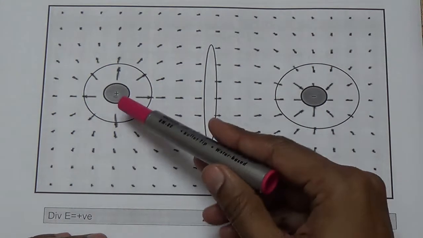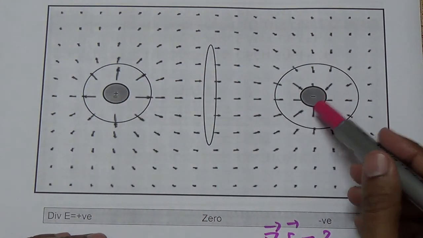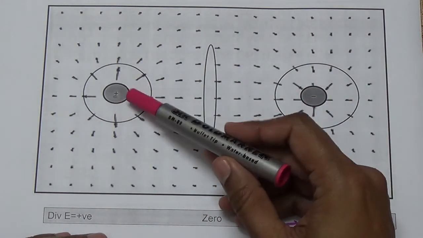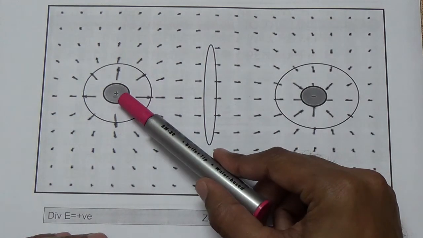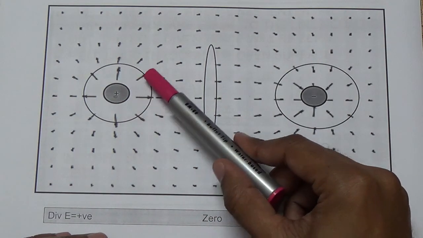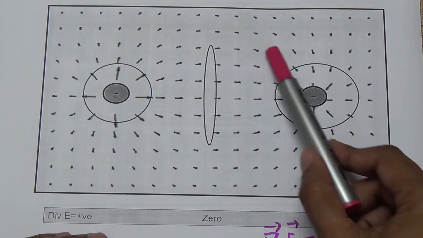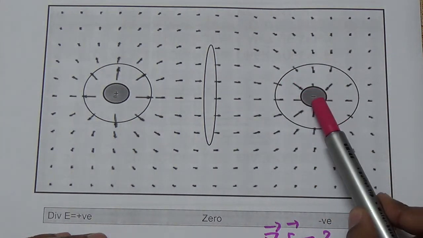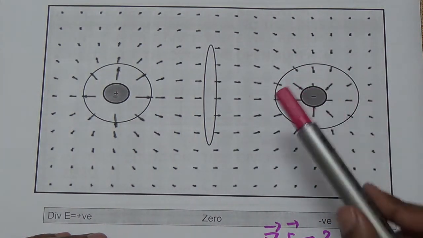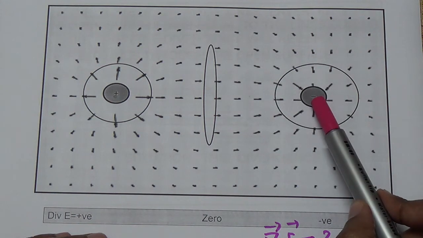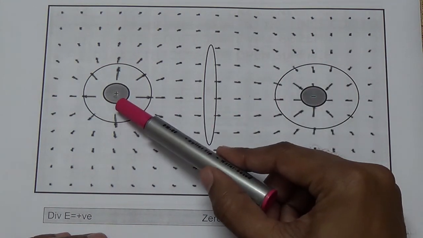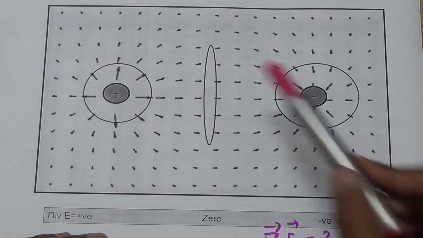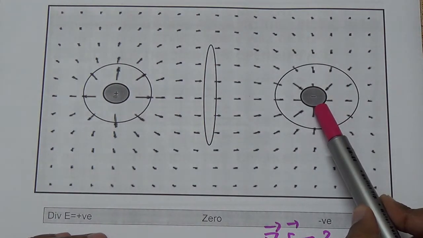This one is the positive charge, this is the negative charge. Electric field lines basically start from the positive charge and travel into space until they reach the negative charge. So these basically end at this negative charge. The positive charge behaves like a source and the negative charge behaves like a sink.